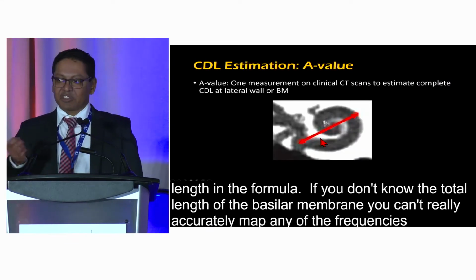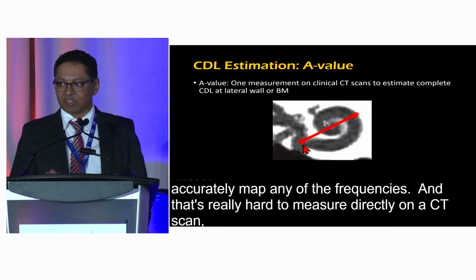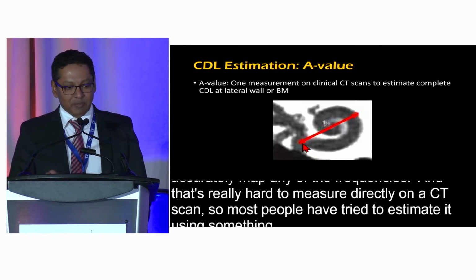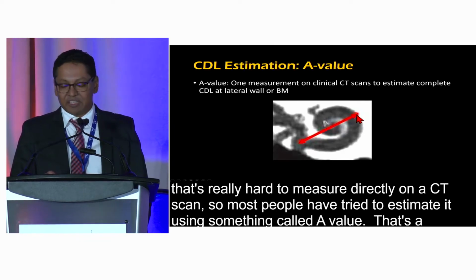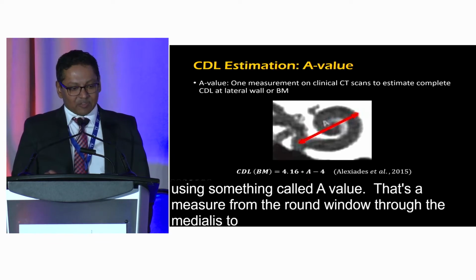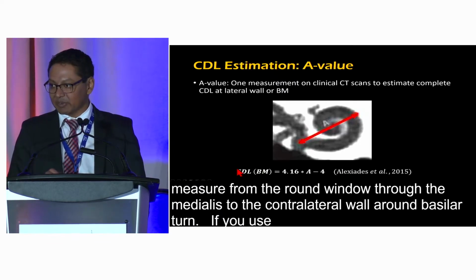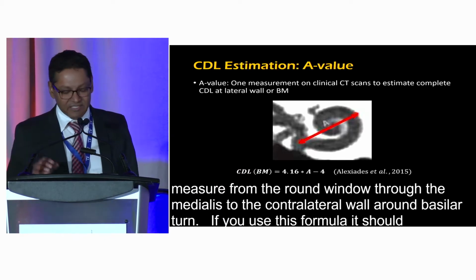Now that's very hard to measure directly on a CT scan, so most people have tried to estimate it using something called an A value. That's a measure from the round window through the modiolus to the contralateral wall along the basal turn. And if you use this formula by Alexiadis, it should spit out a cochlear duct length of the basilar membrane. Sounds easy enough, sounds neat.